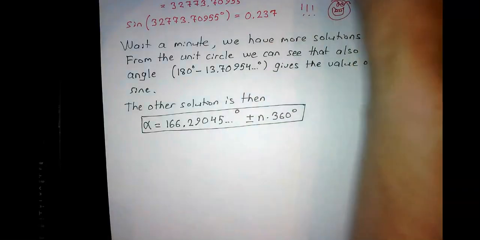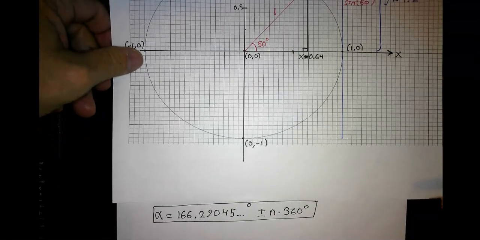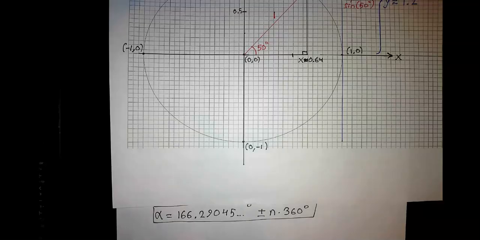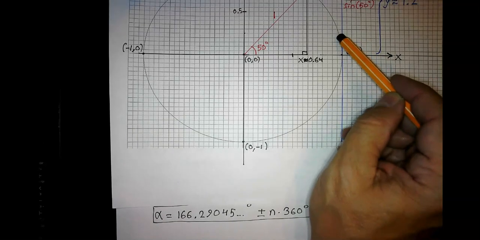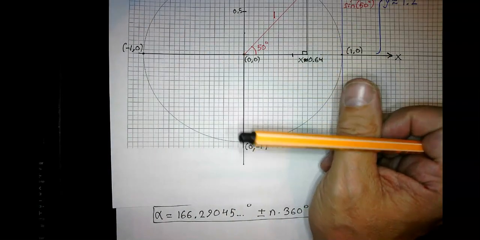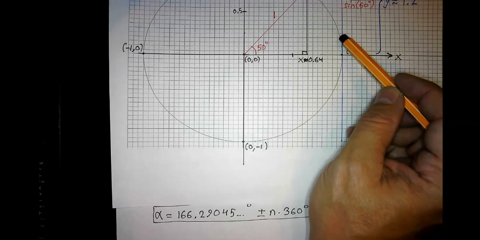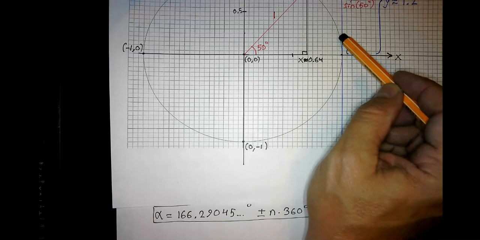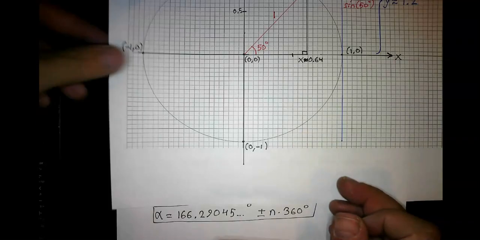But are there any other options? Let's be sure not to forget anything. There are no other solutions, because we can find only 2 points on the circle which have the same y coordinate. There are only 2 points, one in the right hand side of the circle and one in the left hand side of the circle. There are no other choices there.